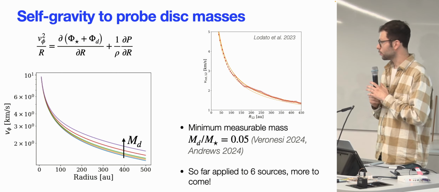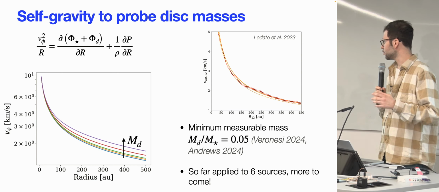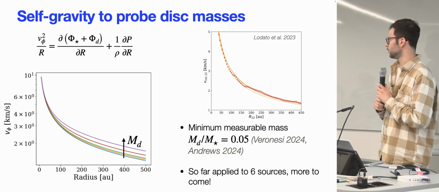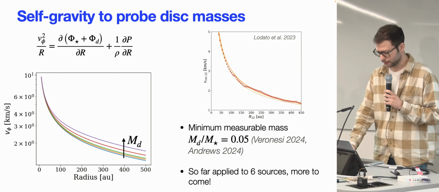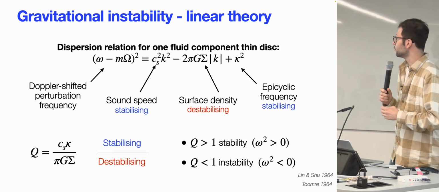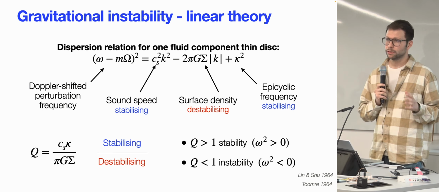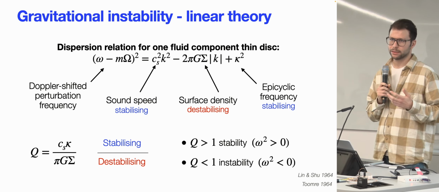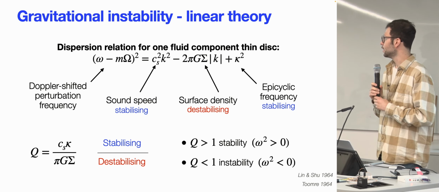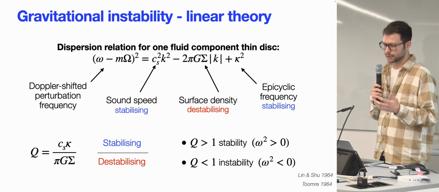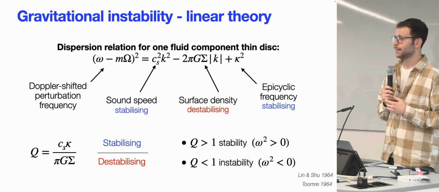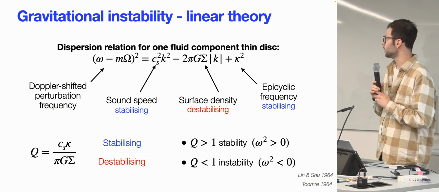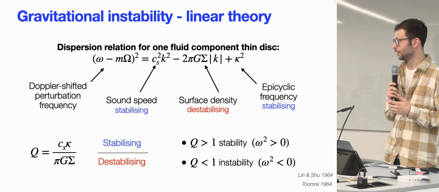And yeah, so far it has been applied to 6 sources, but there are more to come with the new ExoALMA data. And so as for gravitational instability, it is just a linear hydrodynamical instability that can arise in self-gravitating systems. This has been studied a lot in the context of galactic dynamics. Indeed, this is the dispersion relation used also in the field of galactic dynamics.